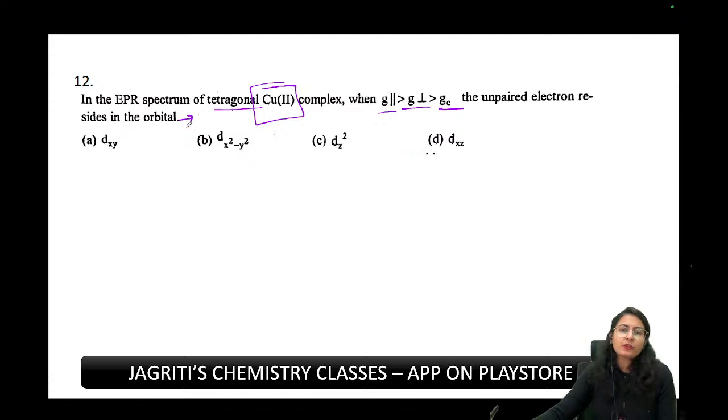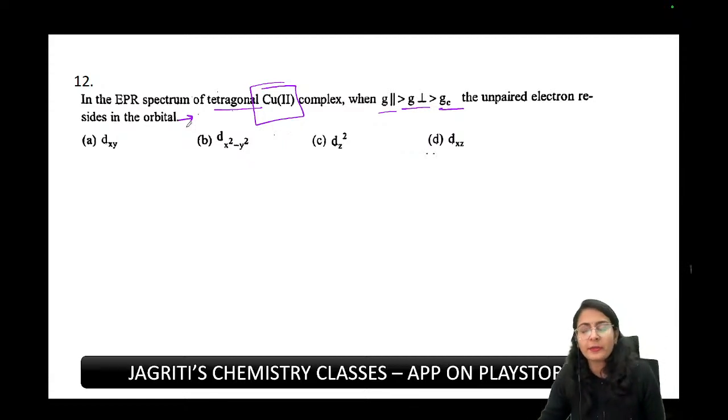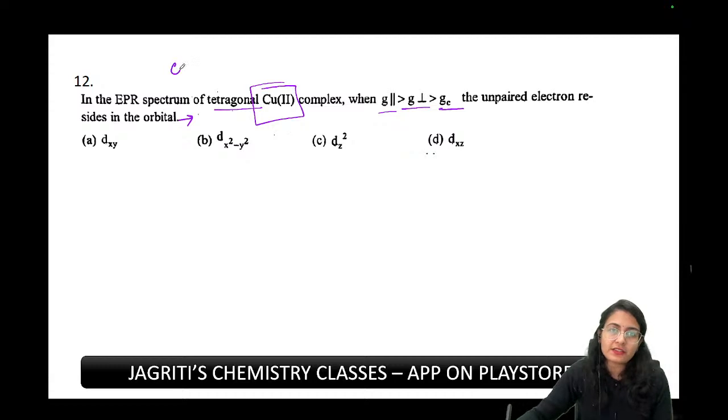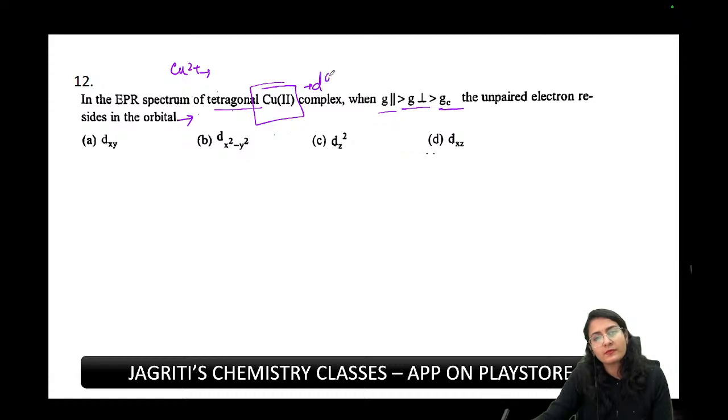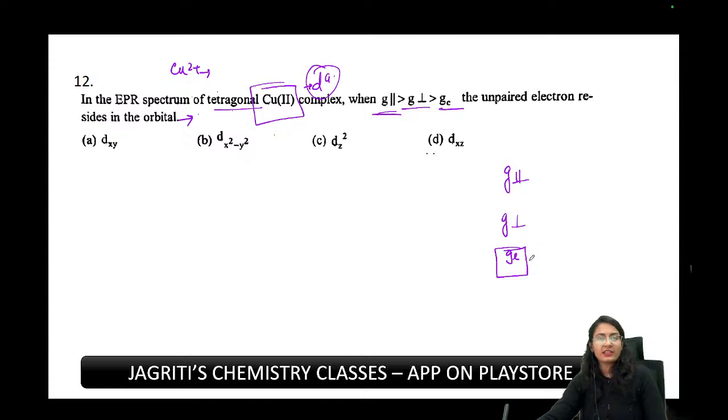EPR spectrum of tetragonal copper 2 plus complex. अब ये tetragonal copper 2 plus तो हमें पता ही है, it is going to show you Jahn-Teller distortion. Where g parallel का क्या मतलब है? And what is g perpendicular and what is ge? ge is our standard. Now this is based on the electron की g किस direction में ज़्यादा है? Which direction has a higher g value?